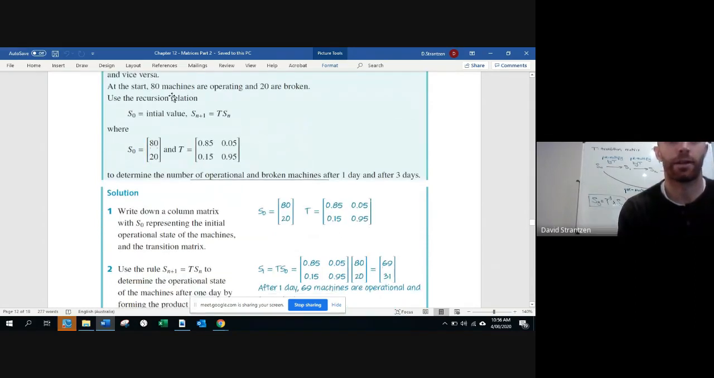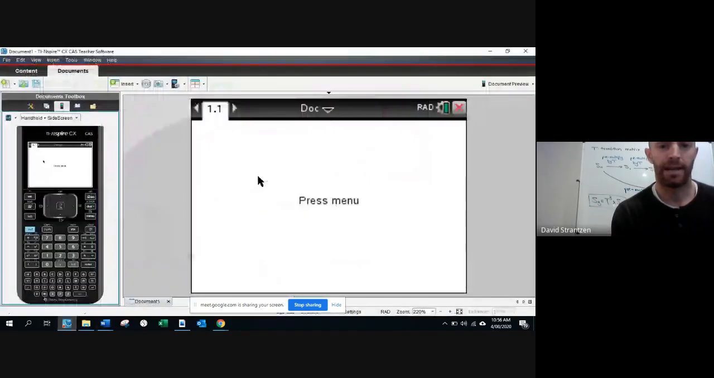So using the recurrence relation, we've got our initial state that we start with, and then to work out the next state, we always multiply the transition matrix by our current state. So in the calculator, we would store our initial state and our transition matrix. In fact, I'm going to do that right now. So 80 and 20 is my initial state.